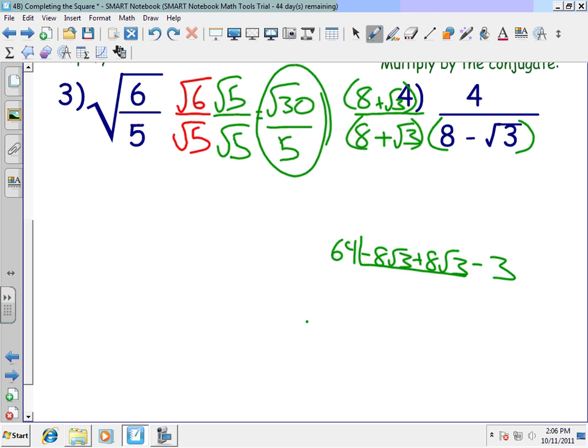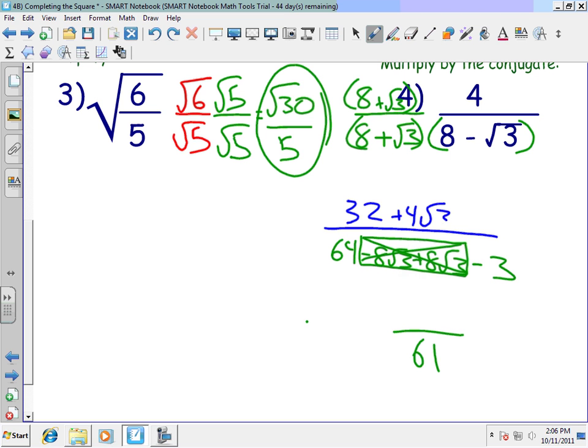Notice the middle terms cancel each other out, and we're left with 64 minus 3, which is simply 61. So that is our new denominator. Then on top, we simply distribute. 4 times 8 is 32, and then we have 4 times radical 3, which is simply 4 radical 3. So on top, we have 32 plus 4 radical 3.